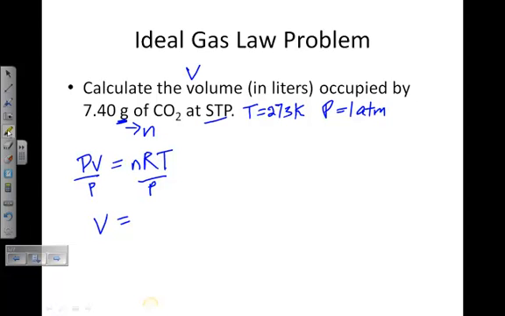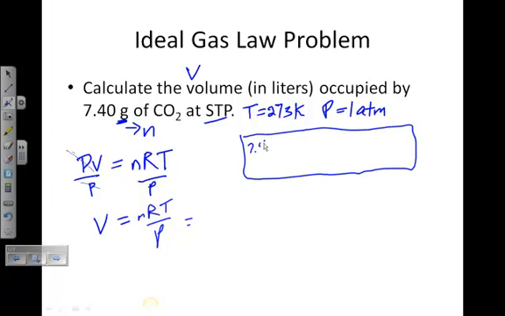So now P cancels. Okay. And so V equals nRT over P. And we can substitute in. Now to convert from grams to moles for carbon dioxide, we'll do that over here in the corner. You would do 7.40 grams of CO2 times 1 mole over 44 grams. That's the molar mass of carbon dioxide. And you would end up with 0.168 moles of carbon dioxide. So that's N.